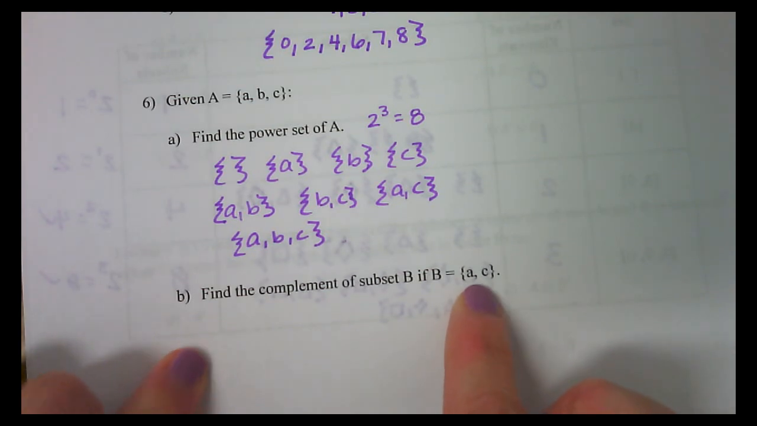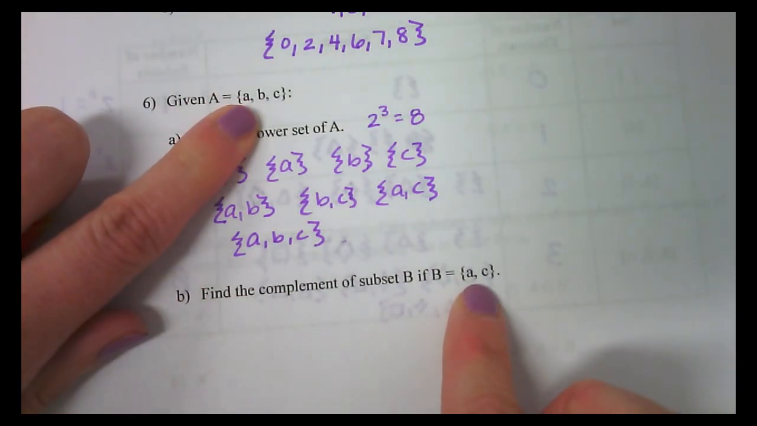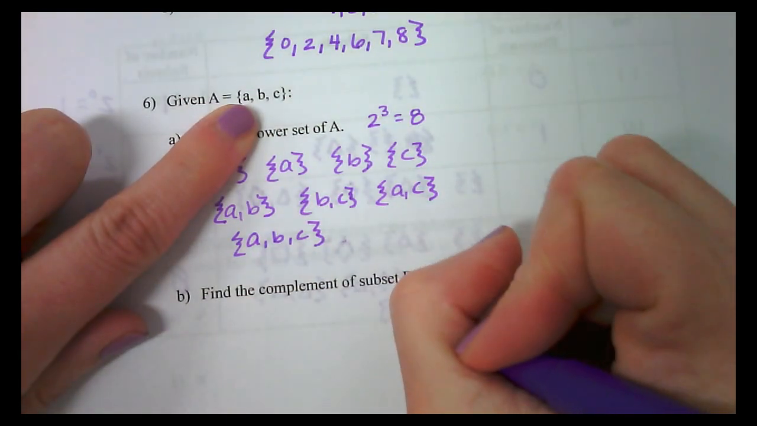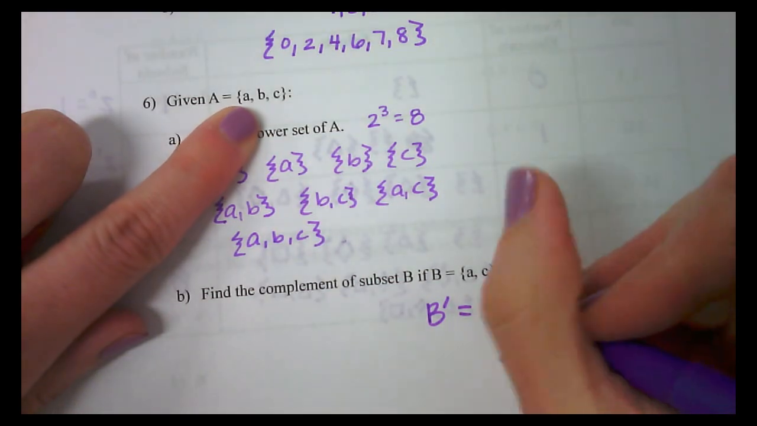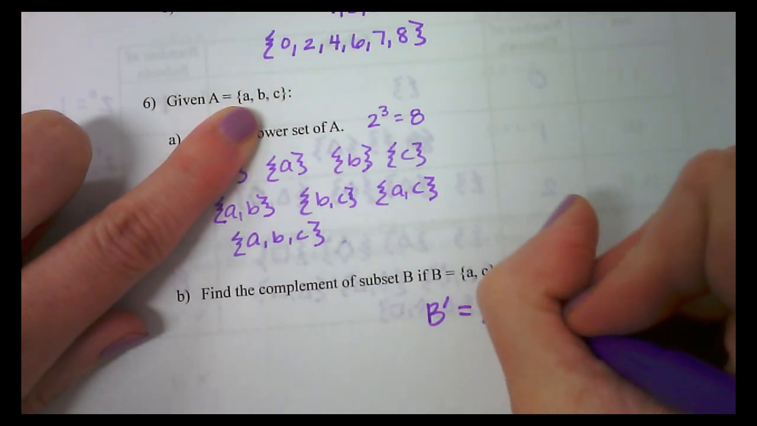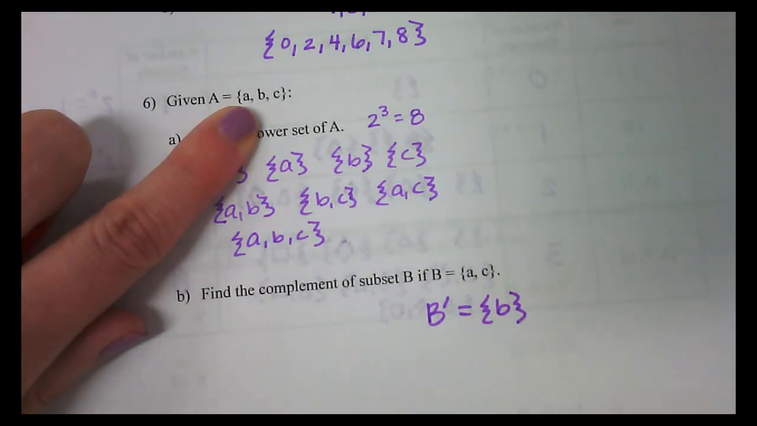Okay, find the complement of subset B if B is A, C. So from our original set, our complement would be, so if I say complement of B or B prime, whichever notation you want to use, the only thing left out is going to be the letter B.